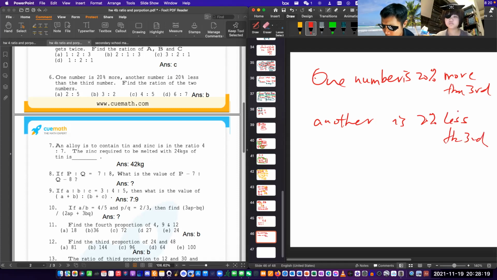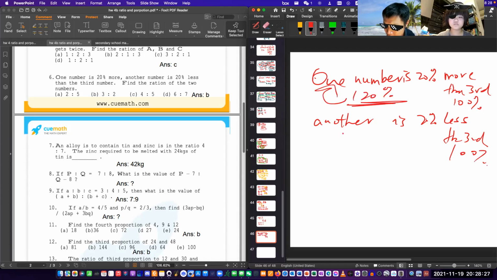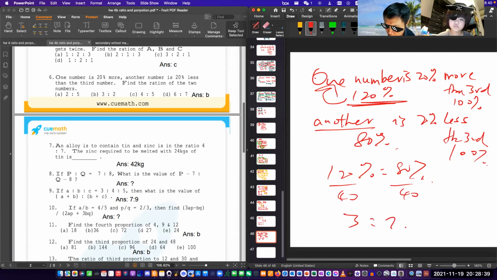So if the third is 100%, over here you're going to have 120% for the first number. Another is 20% less than the third, so this is going to be 80%. So 120% to 80%, you divide by 40, you're going to have 3 to 2. Yeah, you got it correct.